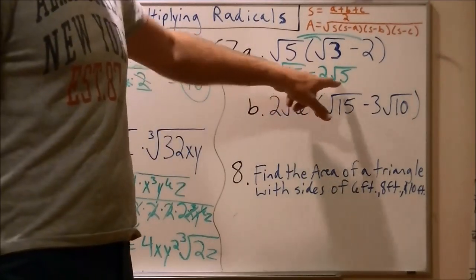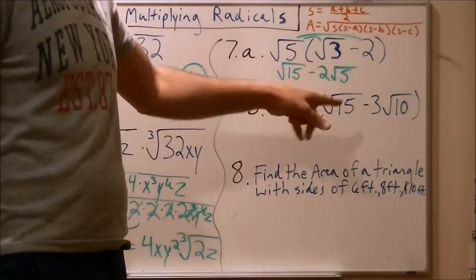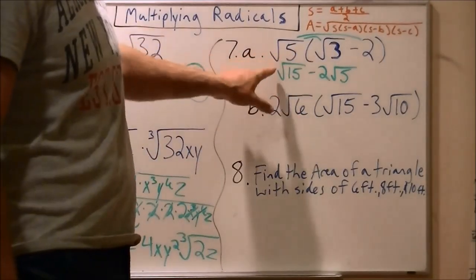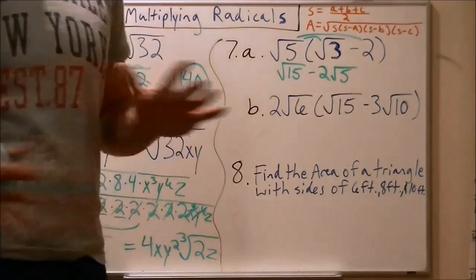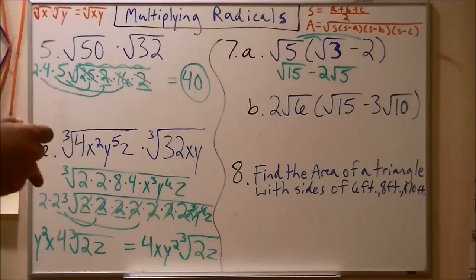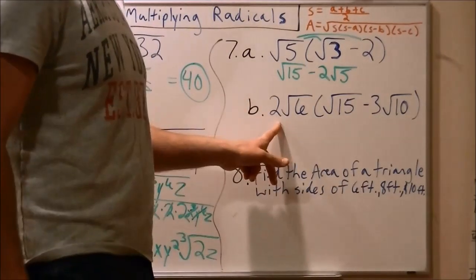And since these are different roots, because they're being added and subtracted now that I've distributed, because they're different roots or different bases, square root of 15, square root of 5, there's nothing else that I can do with those. I'm done. All right, now I'm going to do the same thing with 7b.